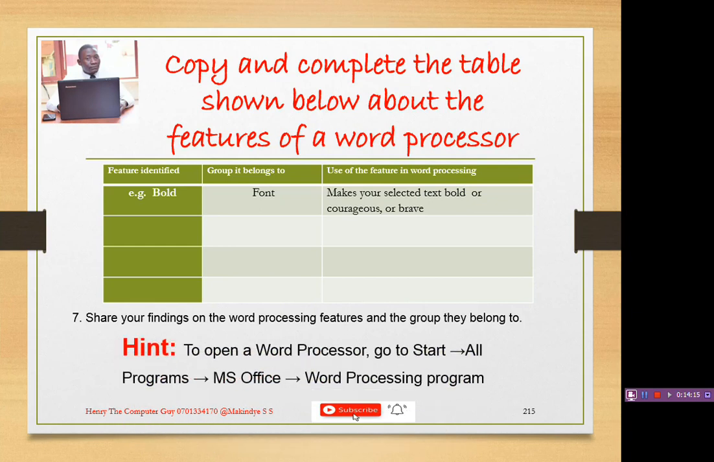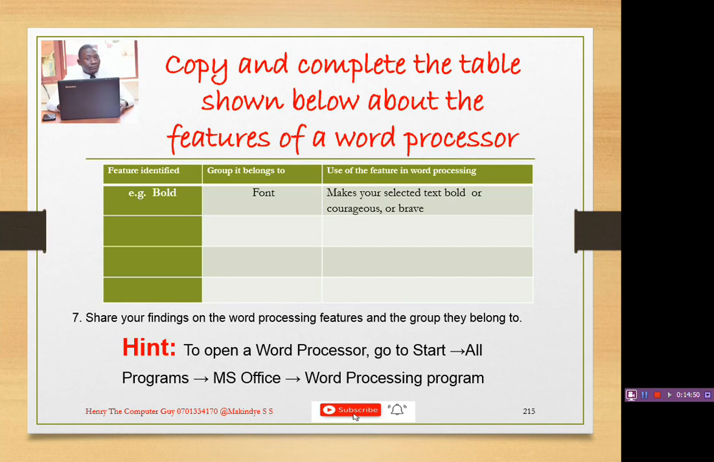And down here we have what we call a hint. How can we open a word processor? Remember, you're going to open a word processor to do the other task they have given you. But how are you going to open it? They're telling us that you go to your start and click on it. Then you go to all programs, then you look for Microsoft Office. Then you look for Microsoft Office Word 2007. Remember, we say that for our case, we are going to base mostly on 2007.